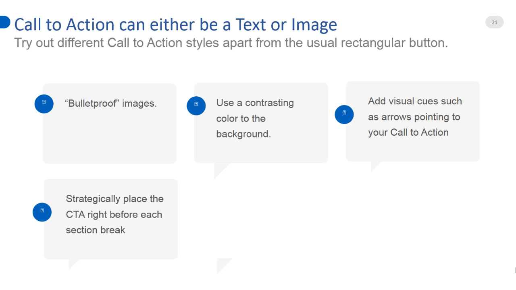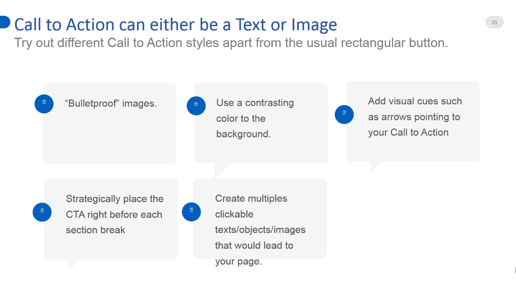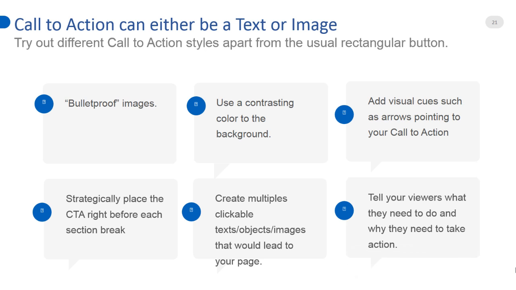Number 4, strategically place the call to action right before each section break. So you can add additional call to actions throughout your infographic. So you don't want to put too many, but you want to put just enough to make it pretty obvious what they need to do next. You can also create multiple clickable text, objects, or images that would lead to your page. And number 6, you can tell viewers what they need to do and why they need to take action. You can add some scarcity as well to get them to take action immediately, and that will help you greatly.